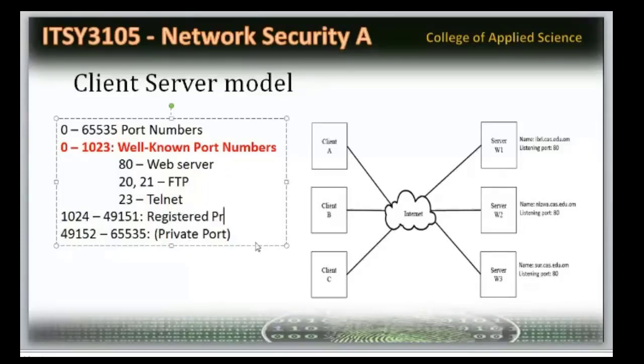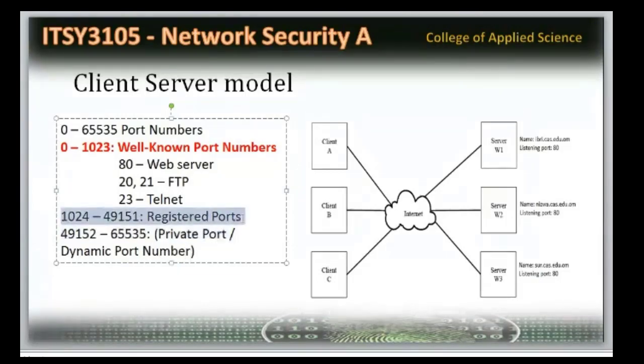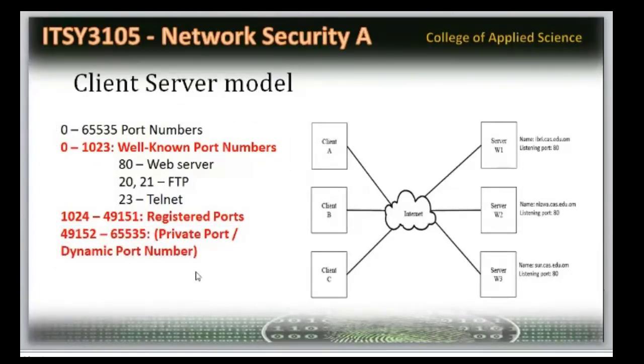Okay, registered port numbers. The second group is called registered port numbers. Actually, we can say private port numbers, or we can say dynamic port numbers also. So there are three groups available as far as the port numbers are concerned. We have three different groups, or three different types, types or groups, whatever you want to call them. This is a very important thing, so this is what you have to understand.